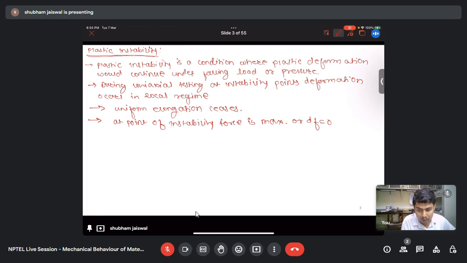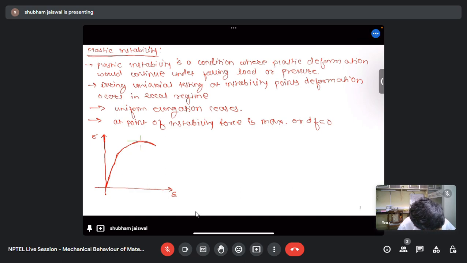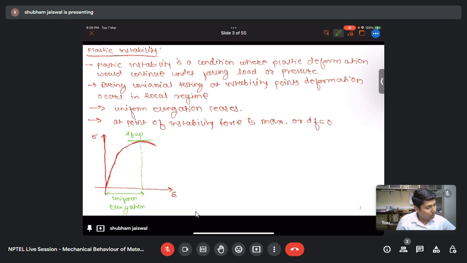So let me draw the tensile stress strain curve. Let's say this is my tensile stress strain curve. Here we can represent this point where the slope dF is 0, and this is our uniform elongation. So if we consider the power law, sigma equals K epsilon to the power n, and the force is nothing but stress multiplied by area. Here I am considering the effective stress as we are talking about the uniaxial condition.